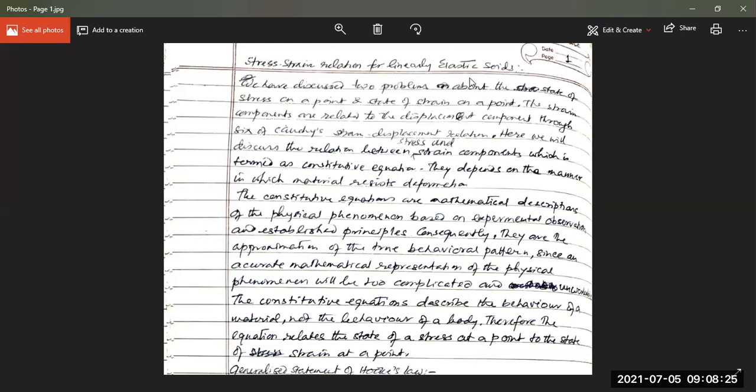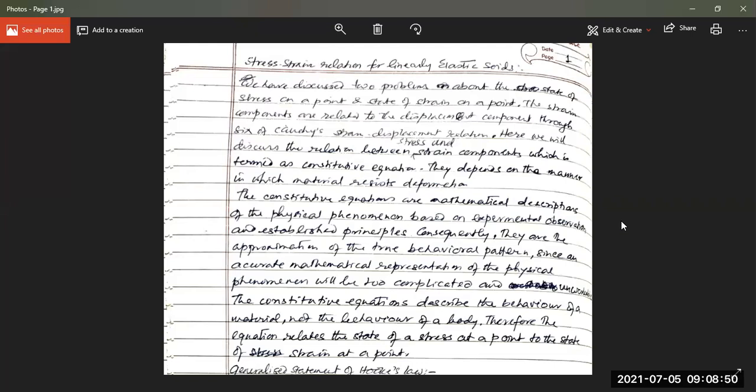Well, good morning, everybody. We are meeting after 2 weeks, and the last time we were discussing your third module, which is the stress-strain relationship. What is the stress-strain relationship for linearly elastic solids itself?